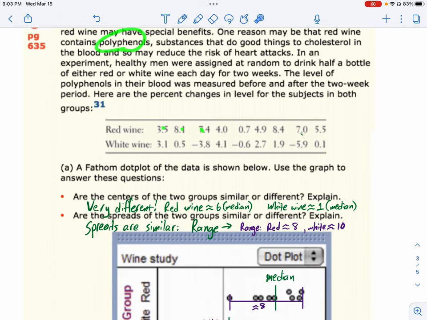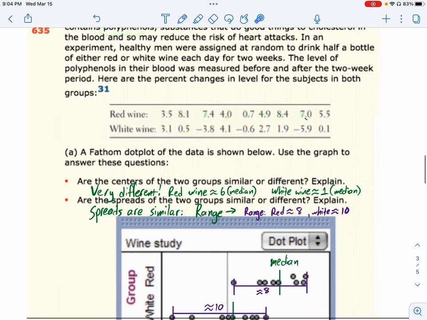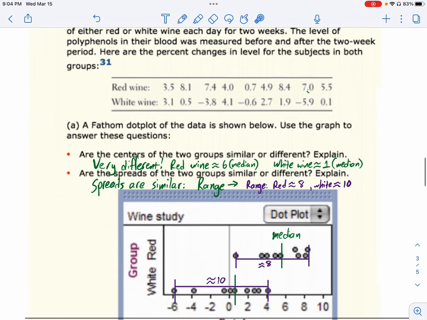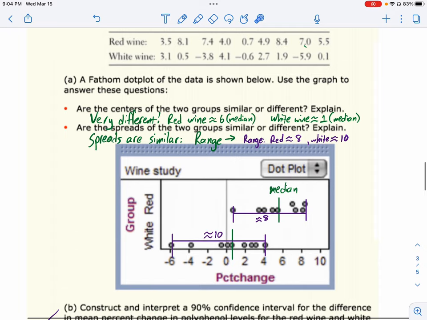There are 1, 2, 3, 4, 5, 6, 7, 8, 9 data points for each. Even at the outset, I looked at these and all the red wine numbers are positive and some of them are pretty big. And some of the white wines, I have 1, 2, 3 that are negative. This one's practically 0. This one's practically 0. So right off the get-go, it looks to me like red wine does provide more polyphenols.